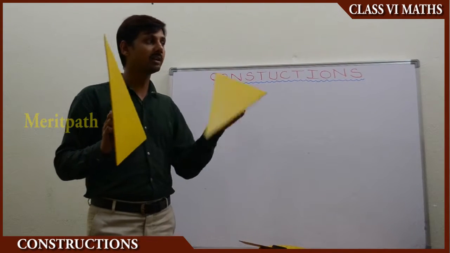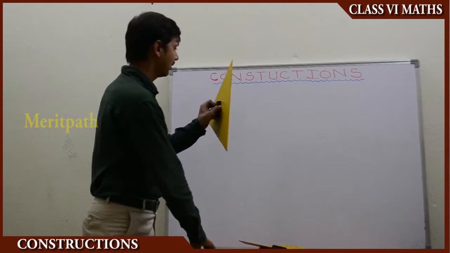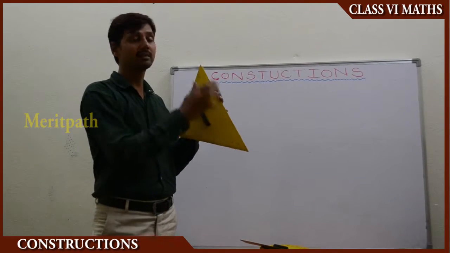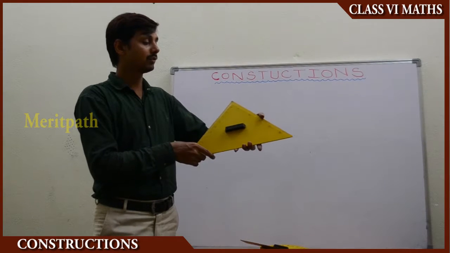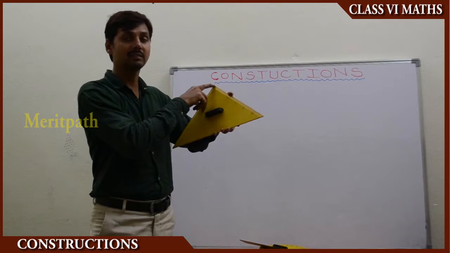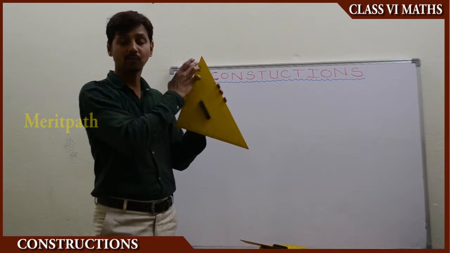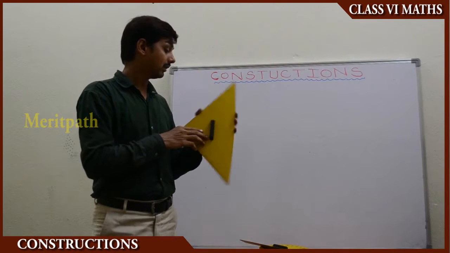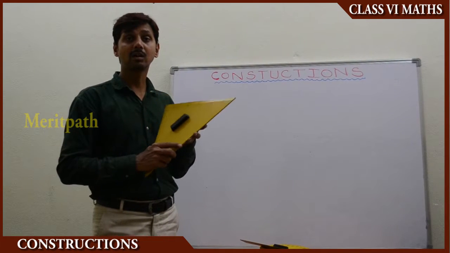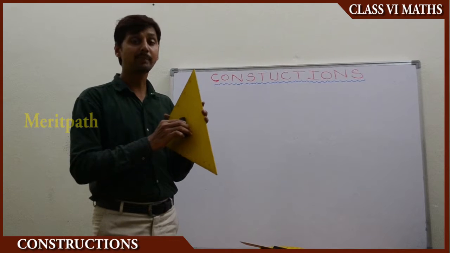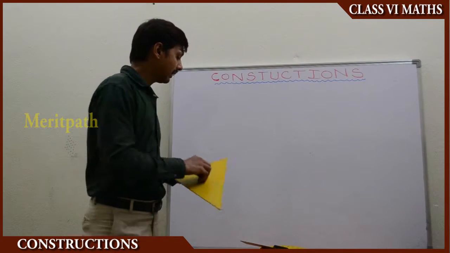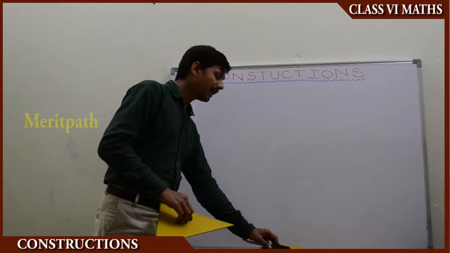And we have another set square here, in which one angle is 90 degrees and the remaining two angles are 45. These two angles are equal, so this is 45, this is 90, and this is 45. We also draw angles, construct perpendicular lines, and draw parallel lines using these two set squares. Now let's start with the line segment.